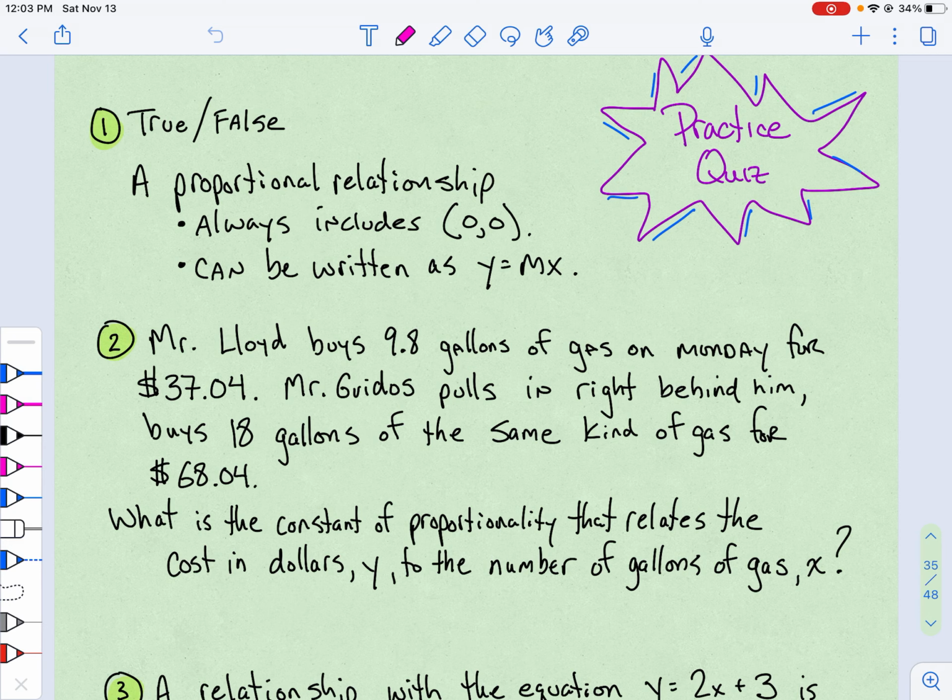So here we go. Number 1, a proportional relationship always includes 0, 0. That's true and can be written as y equals mx. That is true. So I would call this a true statement.